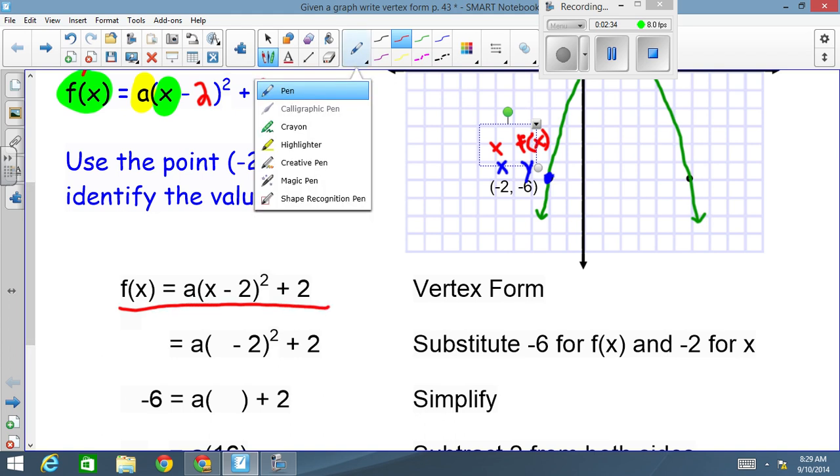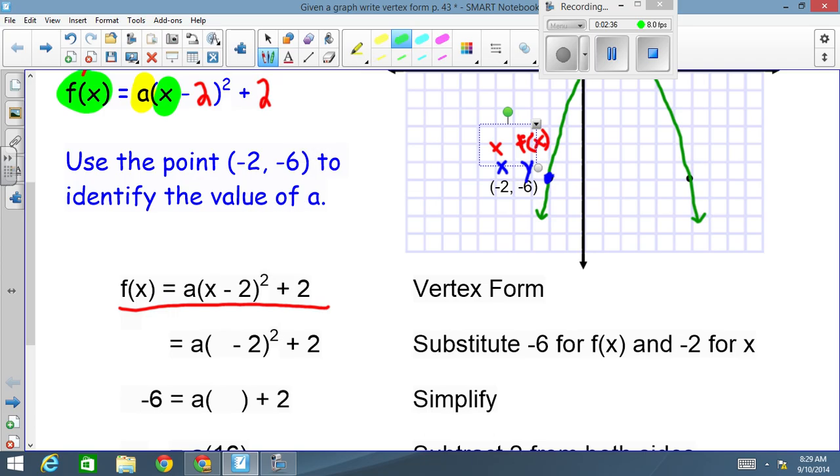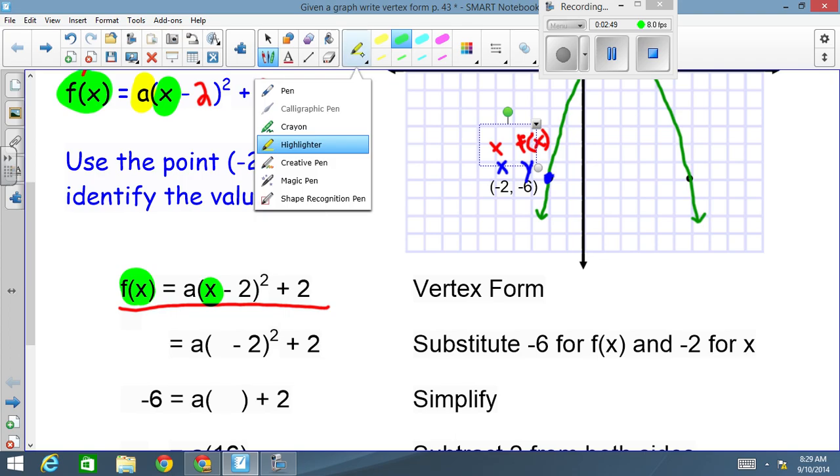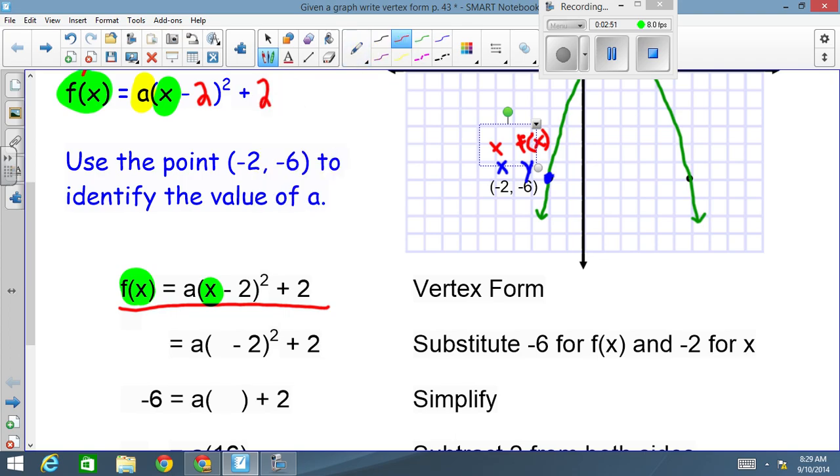I'm in need of this and this. So I go to my graph and I see, hey, you know what? They gave me the point (-2, -6). -6 is my f of x value or my y value. And -2 is my x value. Okay, so that's where I'm substituting those two numbers in.